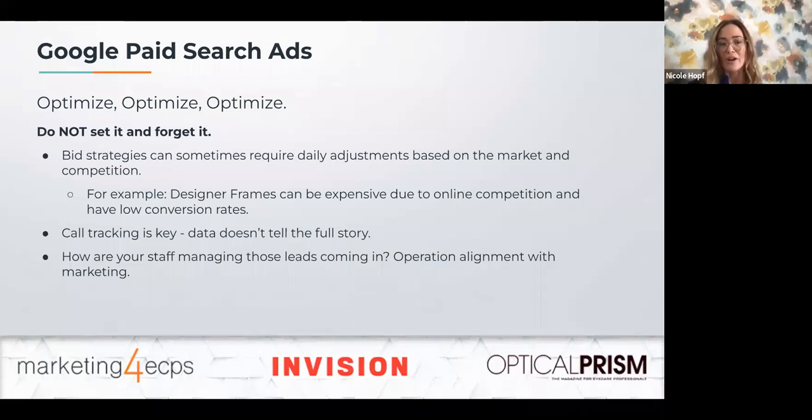We are working with the marketing scientists on bid strategies and really aligning with our marketing strategy of what we are looking to grow. So sometimes we'll say that dry eye therapy is where we want to land, but we know that by starting with comprehensive care, like eye exams, we can lead us there. For example, things like designer frames can be incredibly expensive due to online competition. We could have a cost of conversion of over $100, whereas we could bring it down significantly through comprehensive care.